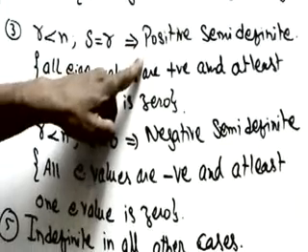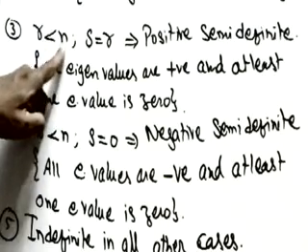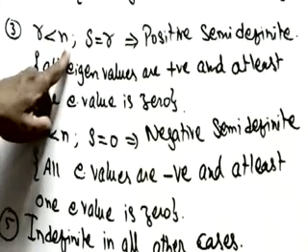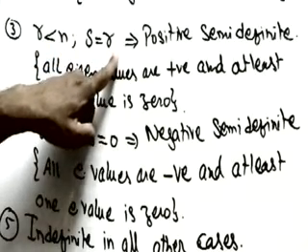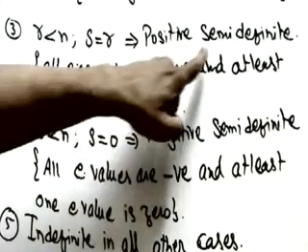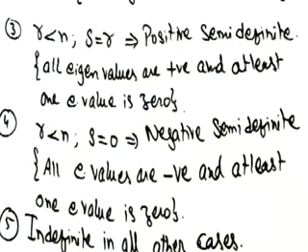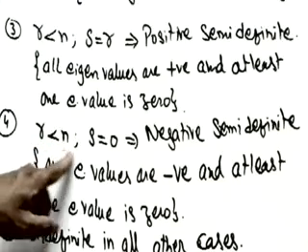We call this positive semi-definite. You see here, if rank is less than n and s equals r, we say positive semi-definite. The eigenvalues are positive, but one or two values are 0. Then we say positive semi-definite.